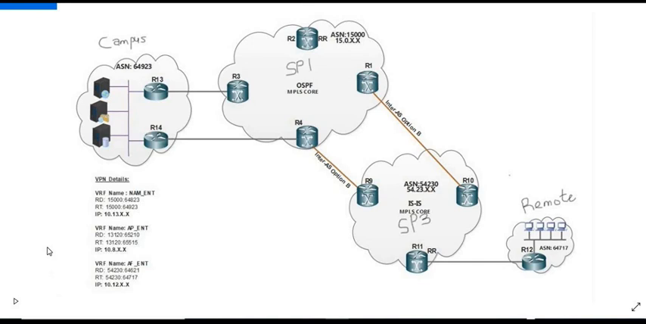Thank you for watching this video. We have just completed the implementation of inter-AS MPLS VPN option B using the next-hop-self method. I hope you found this helpful, and I look forward to making more videos for you.